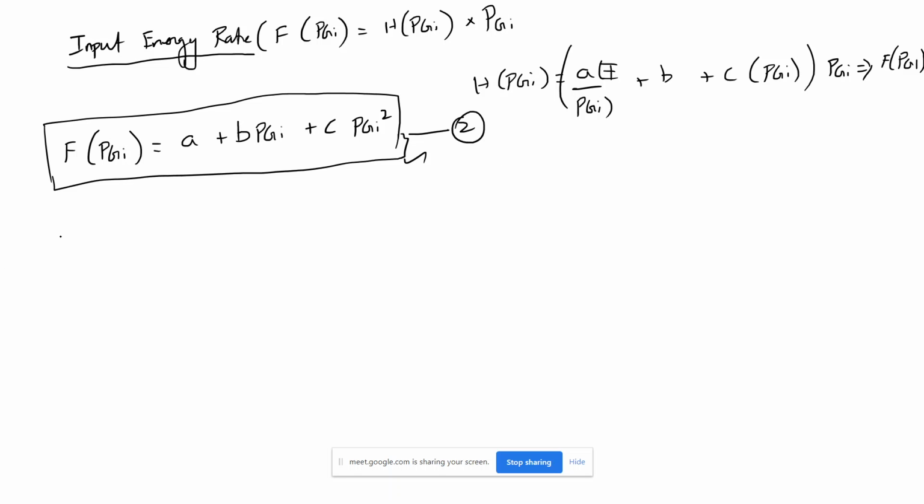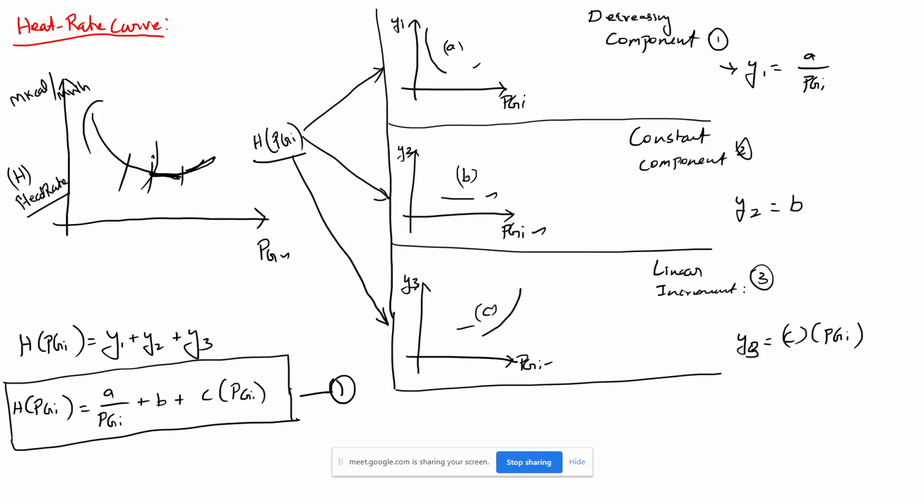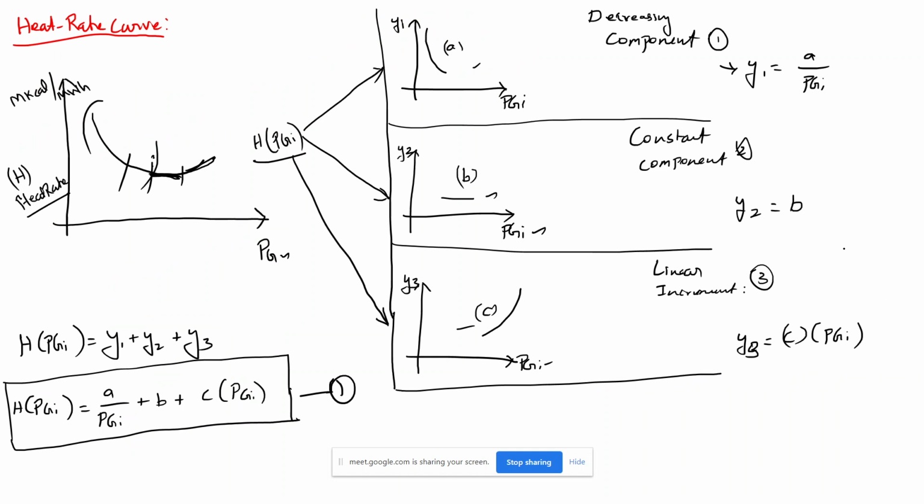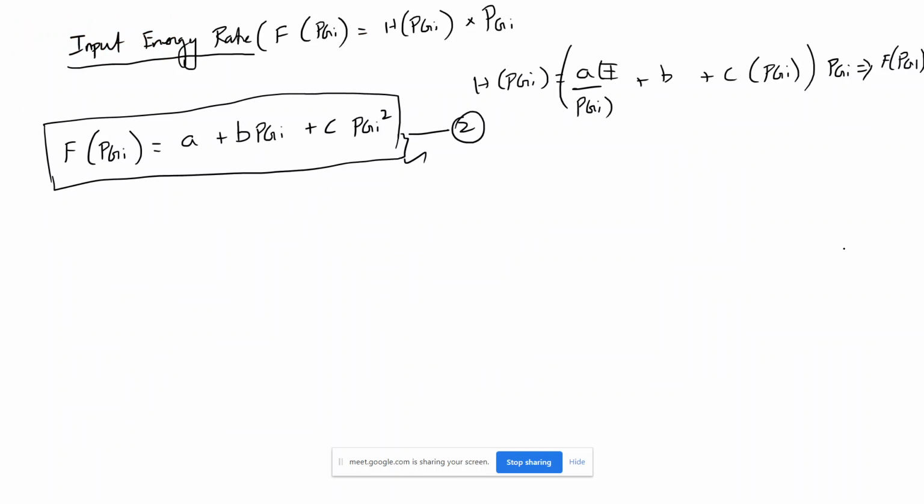Next we need to think about cost. Why are we doing all these things? Because we need to understand how to run our generators to meet the demand as well as to satisfy the minimum and maximum constraints. To understand this, we need to know about the heat rate and the input energy rate as well as the cost equation. Mathematically we need to model it, and then only can we come up with a solution, right?